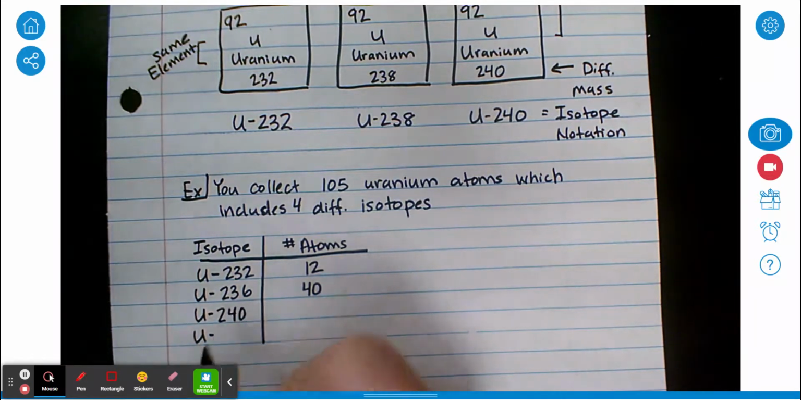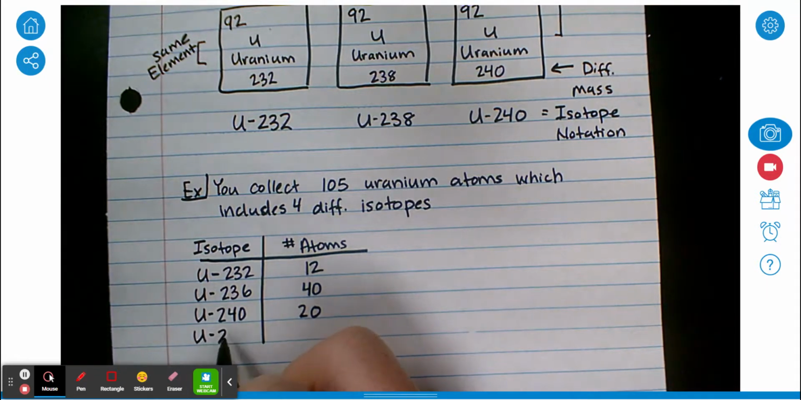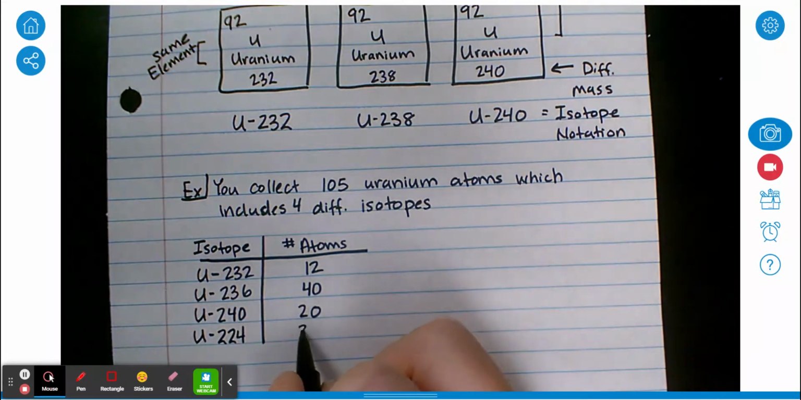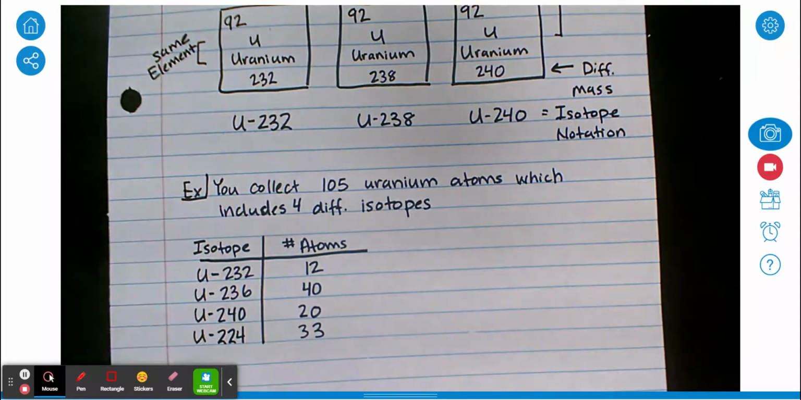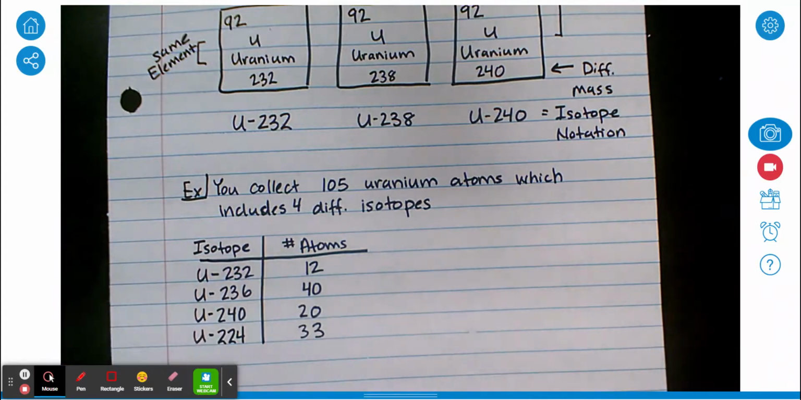Then you figure out that there are some uranium atoms with a mass of 240. You find 20 atoms with an atomic mass of 240, and then you find a rather light isotope with an atomic mass of 224. And you have 33 of these atoms of your lighter isotope. And this is your data. You've gone out to the field, collected 4 different isotopes, and counted the number of atoms with each isotope.